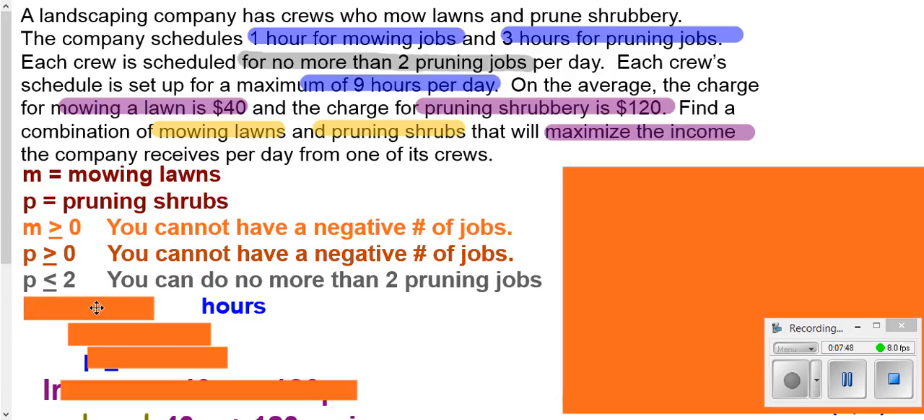So it's really 1 times your mowing jobs plus 3 for each pruning job, because that's going to tell you your total number of hours. Because if you had 2 pruning jobs, it would be 2 times 3 for a total of 6 hours.